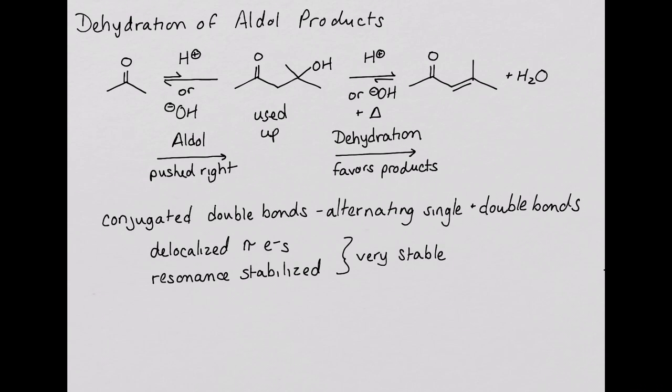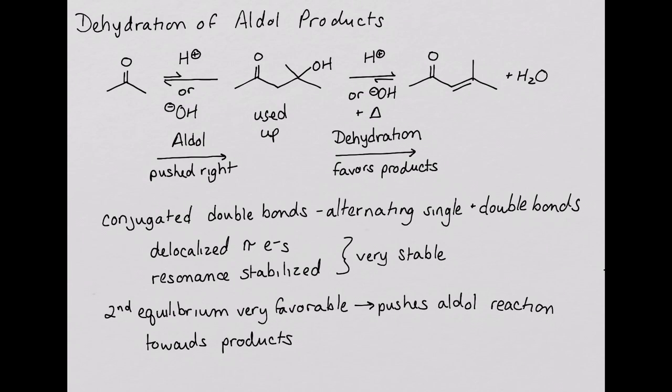The dehydrated aldol product is very stable, meaning that the second equilibrium is very favorable. This uses up the aldol product and, according to Le Chatelier's principle, causes the first equilibrium to be pushed towards products.